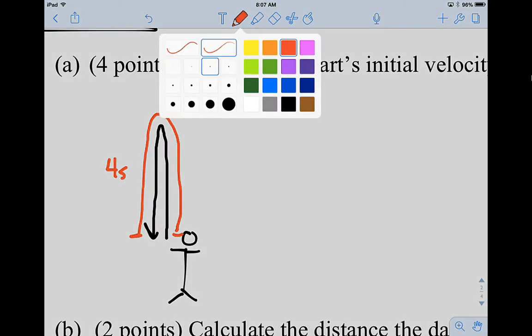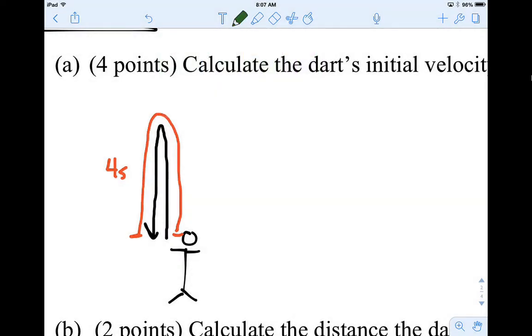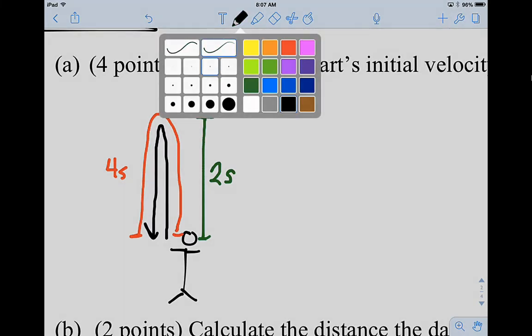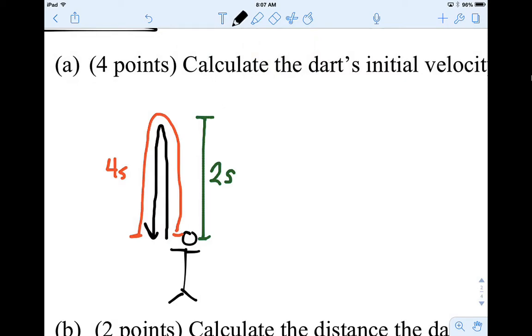Now, here's the thing that we have to sort of get in our mind: the whole time up and down is never very useful to us. So what we really want to look at is how long does it take just to go up? So just to start off at his hand and get up to its highest point. And remember that it takes the same amount of time to go up as it does to go down. So really, 2 seconds is going to be a more useful number here for us, because that's the time that it takes just to go to its highest point.